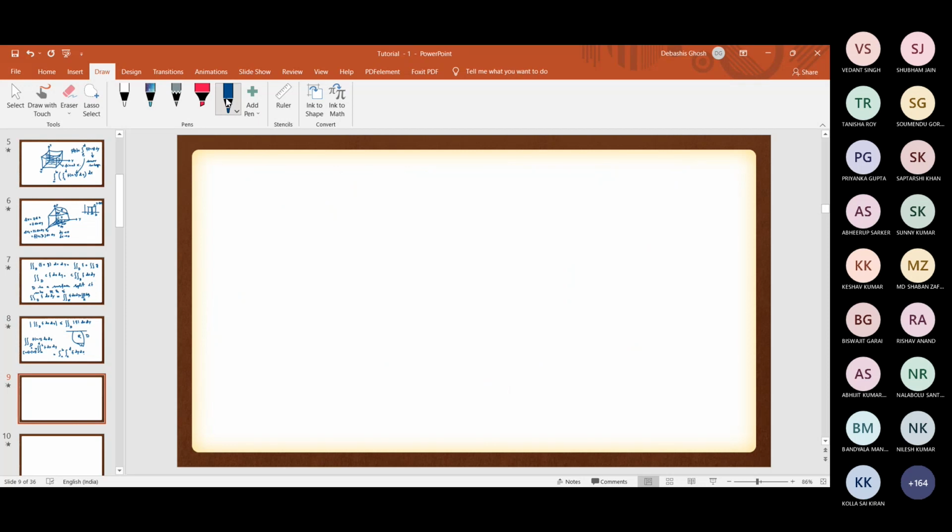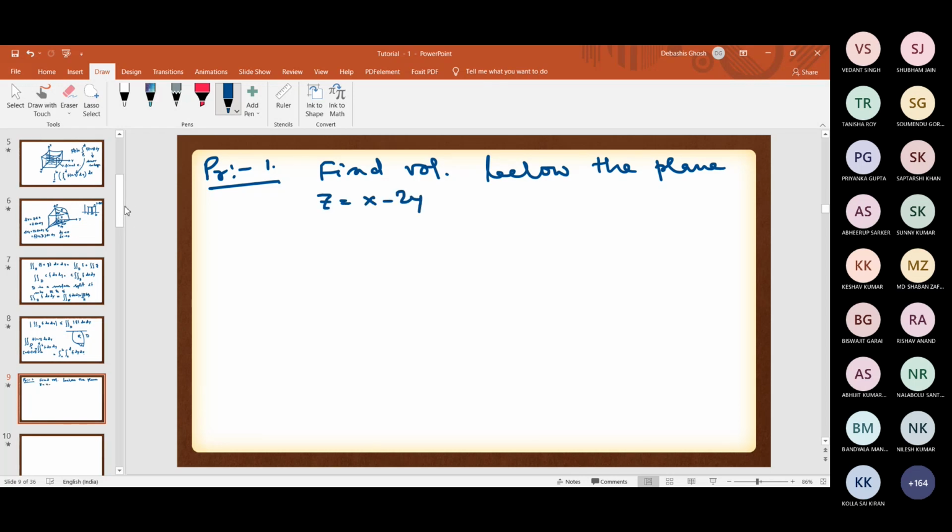So if we are going to find the volume under the plane equal to x minus 2y.